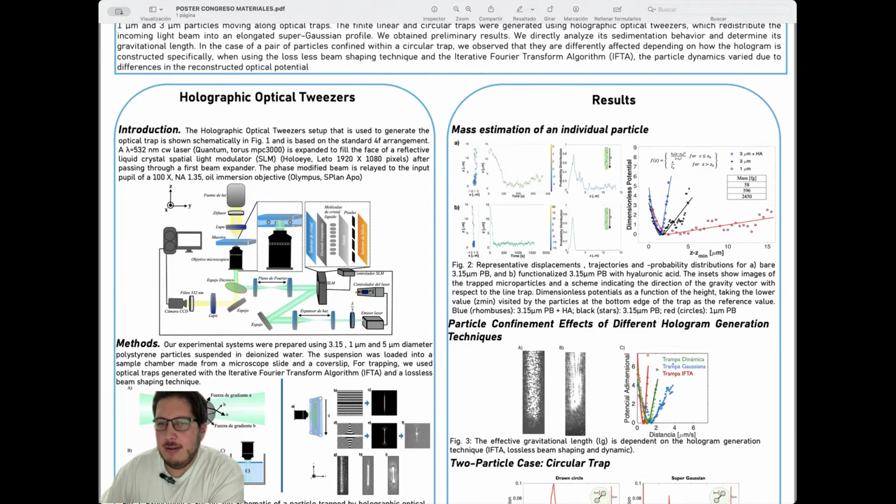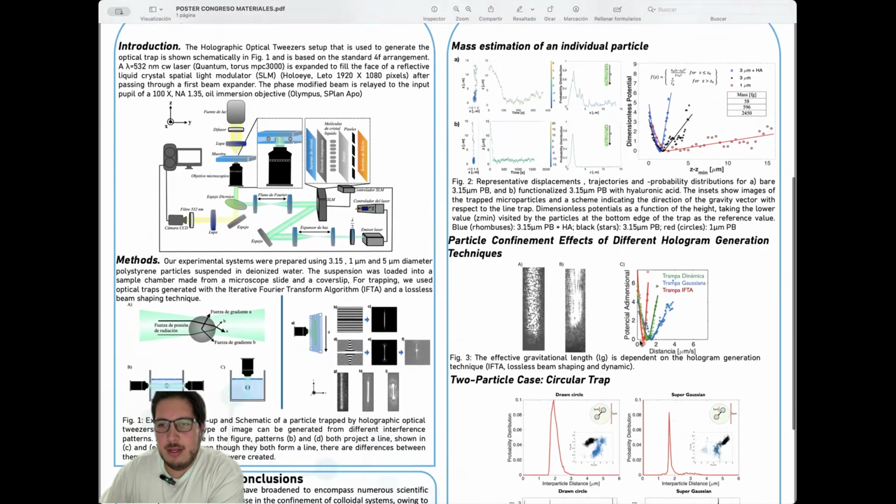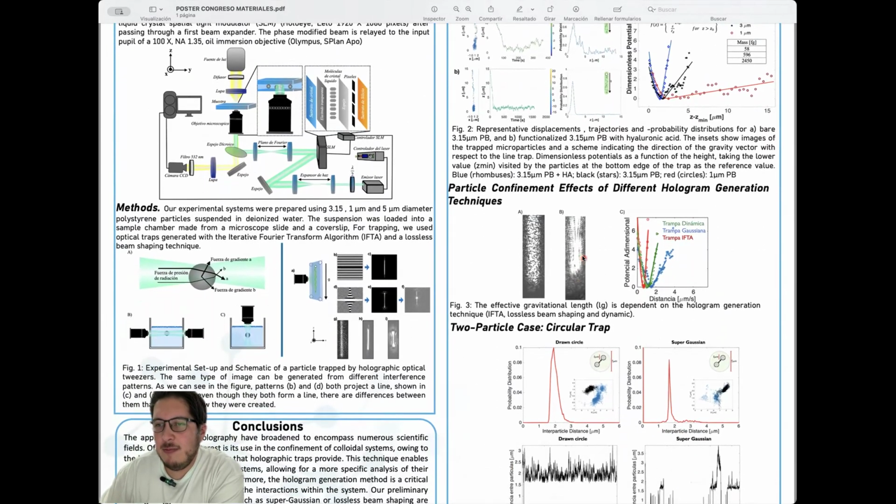Okay, and so taking that one step further, we then asked, does the gravitational length we measure change if we use a different hologram generation technique? You can see it in figure 3. This graph shows the effective gravitational length is directly dependent on the generation technique we use.